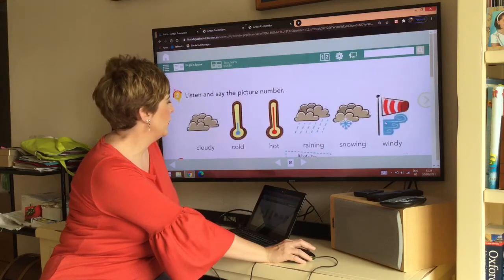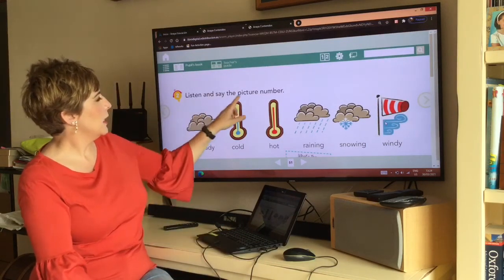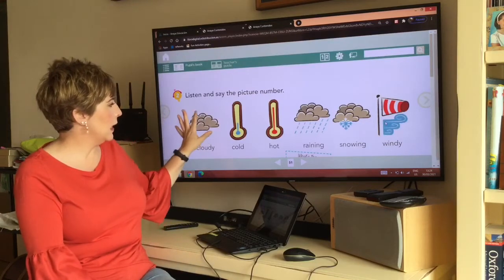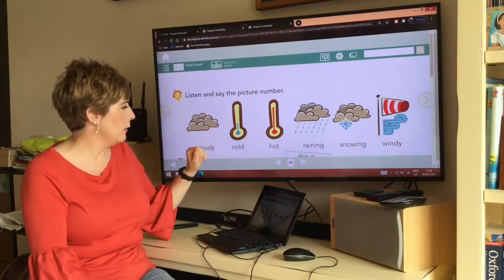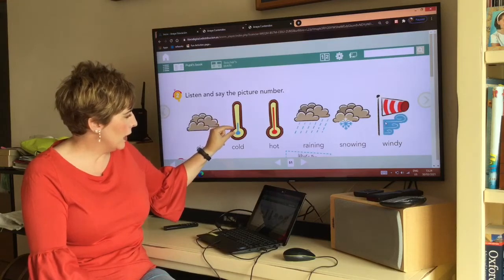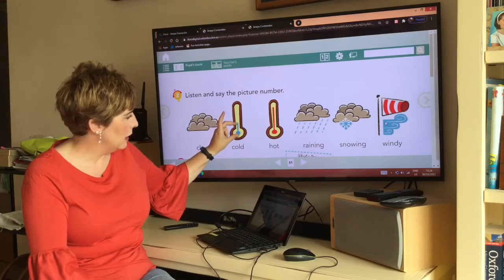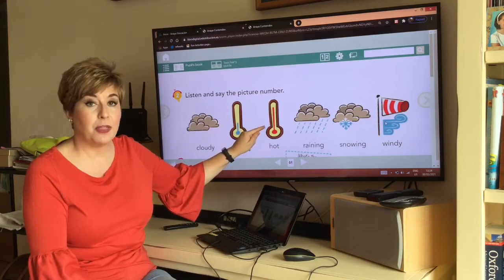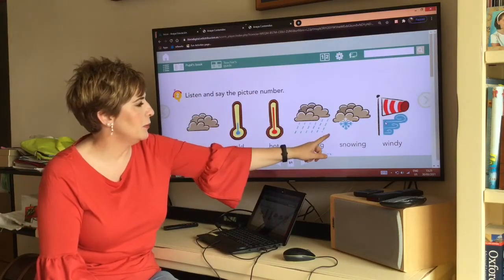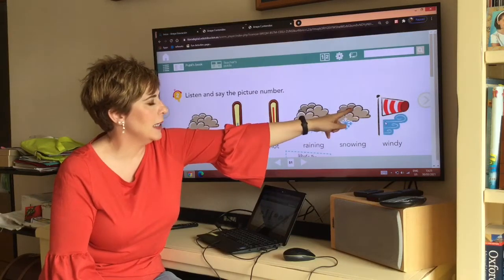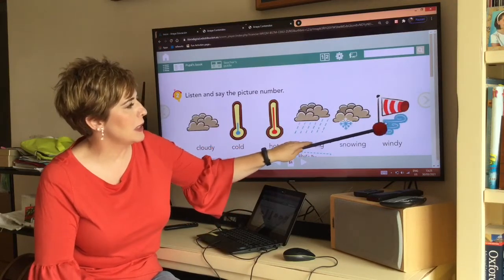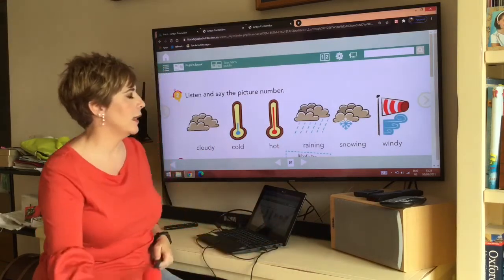If you go to page 51, you have to say that when we talk about the weather, we can say that the weather can be cloudy, and this is the symbol for cloudy weather. Cold, and this is the symbol for cold weather, is a blue thermometer with very, very little blue part. Hot is a red thermometer with a very long red part. Raining, this is the symbol for raining, snowing, and windy. You can find either this little flag or these semicircles. Both of them are going to tell you that the weather is windy.